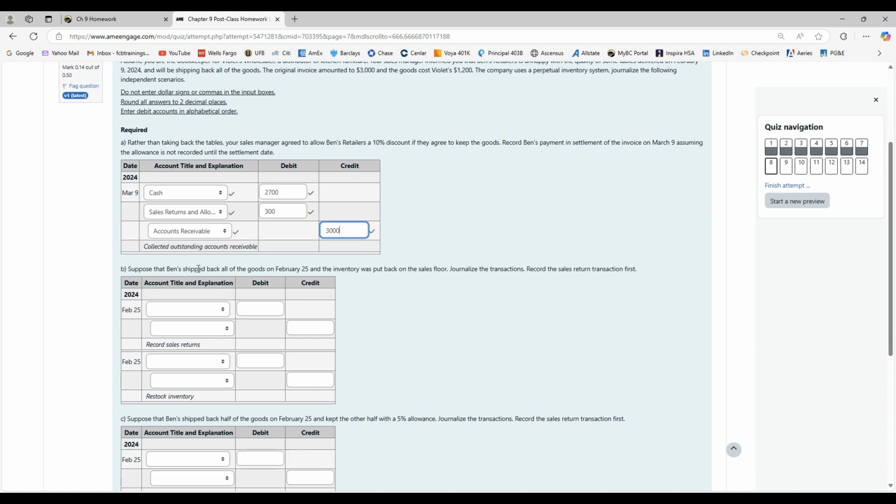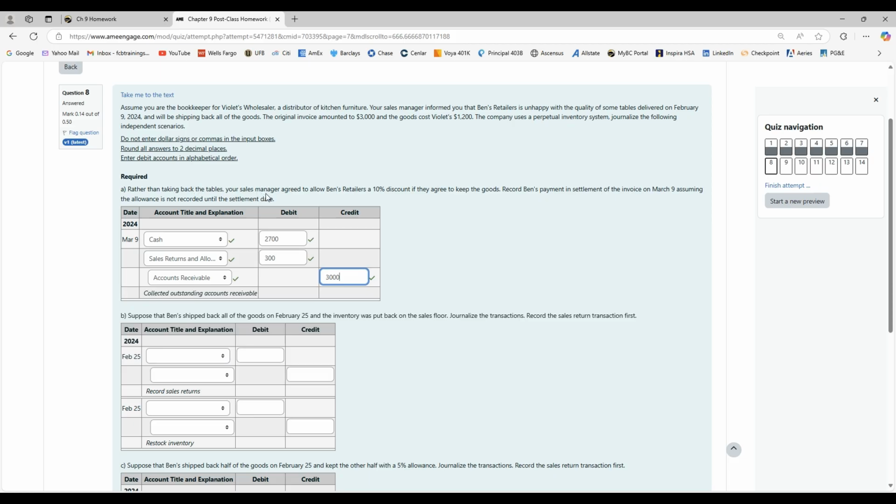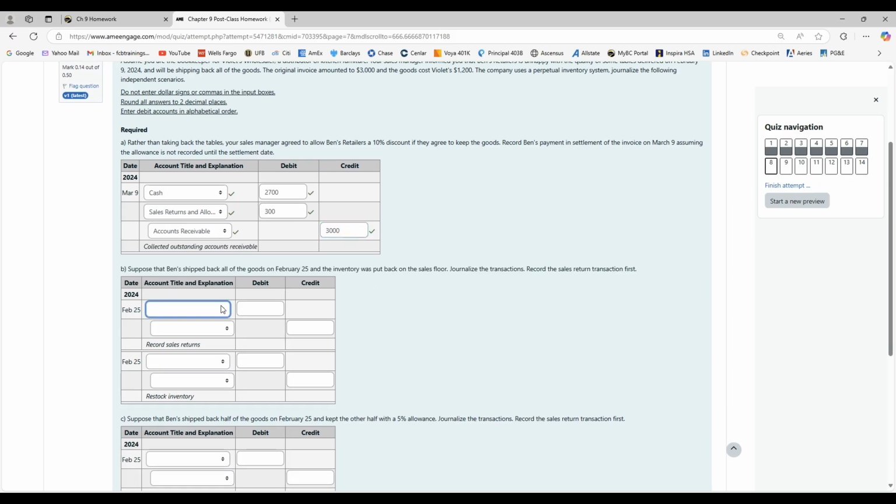Okay, so then it says, suppose that we ship back all the goods on February 25th, and the inventory was put back on the sales floor. Wait, is this a different... Let me understand what's happening. Okay, so this is a different scenario. I think we're saying instead of us giving them a discount, in this scenario, assume that they just sent it back to us. And so we got the inventory back at that point. And we're going to reduce.